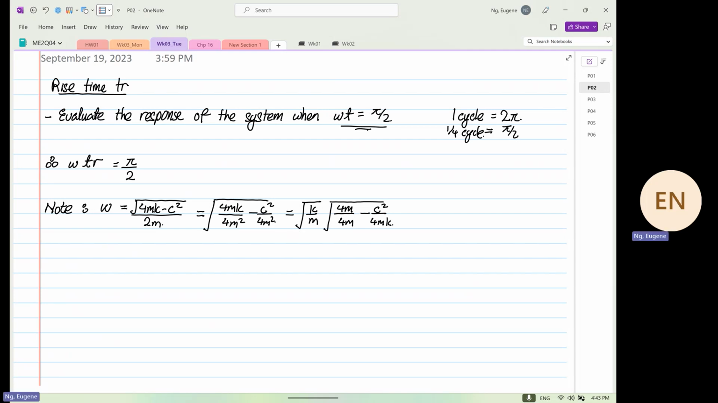Because I take out an m, and the numerator is a k, I have to introduce a k on the denominator. So in this context, this is equal to omega n times the square root of 1 minus c squared over 4mk, which is also equal to zeta squared. Remember, we wrote zeta earlier, right? We wrote that zeta is equal to the square root of c squared over what? 4mk.